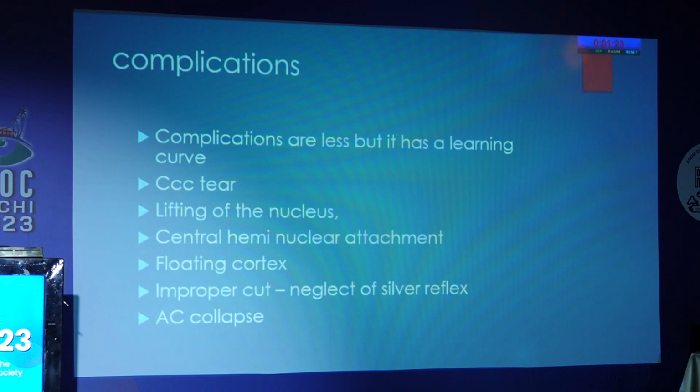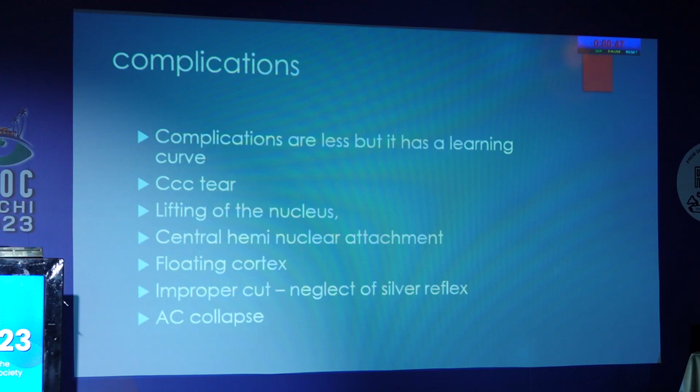CCC tear. Suppose the small appendage between the two pieces is left intact, and we try to withdraw. It has the capacity to either get the nucleus entirely into the anterior chamber or rupture the CCC. Similarly, there can be floating cortex. In a mature cataract, that is not much of a problem. But in the first case I showed, because the cortex started floating, it can make our view cloudy, and then we may have to re-inject visco and start operating again.